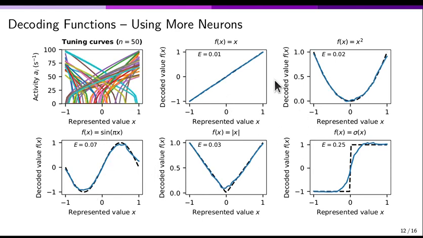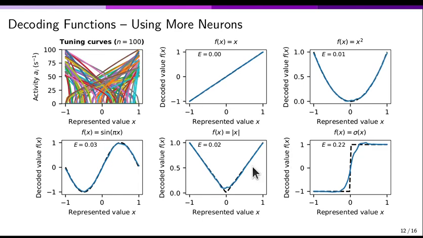Here's 50 neurons. We get better. This is starting to work pretty well. That's pretty good. This one's still pretty hard. 100 neurons. We're doing pretty good. Again, there's certain points that seem to be very difficult. But it's still doing something kind of nice.